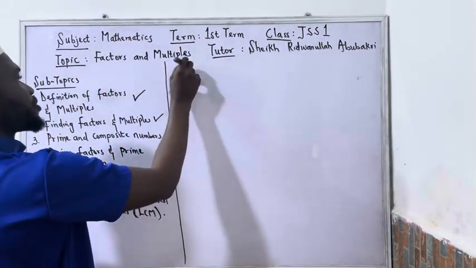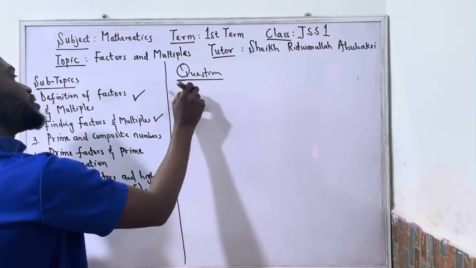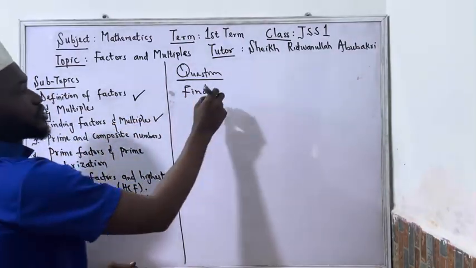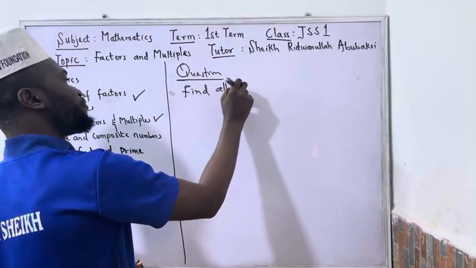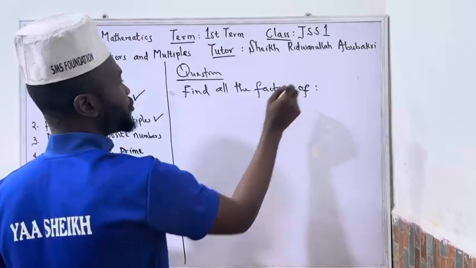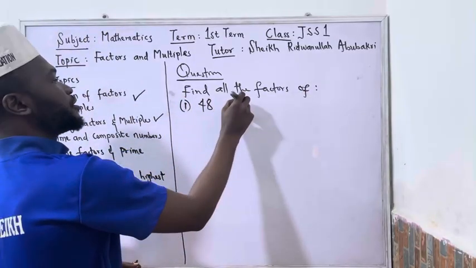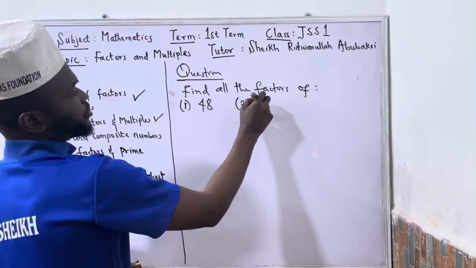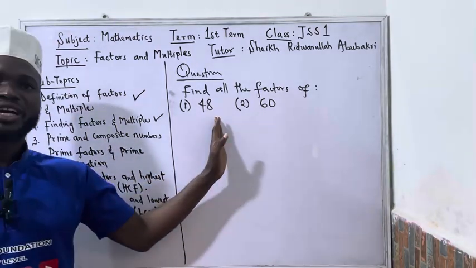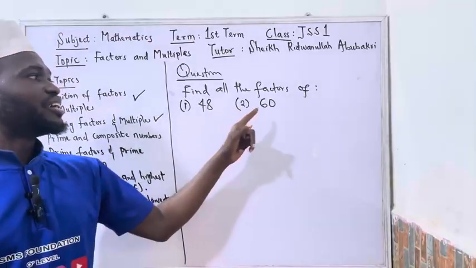So for example, this is how a question is asked if you are asked to find factors. The question will say, find all the factors of, you can say Roman numeral 1, let's say 48, and then the second question should be 60, for example, and so on. I will teach you a method now that you will use to find all the factors of 48 and 60.